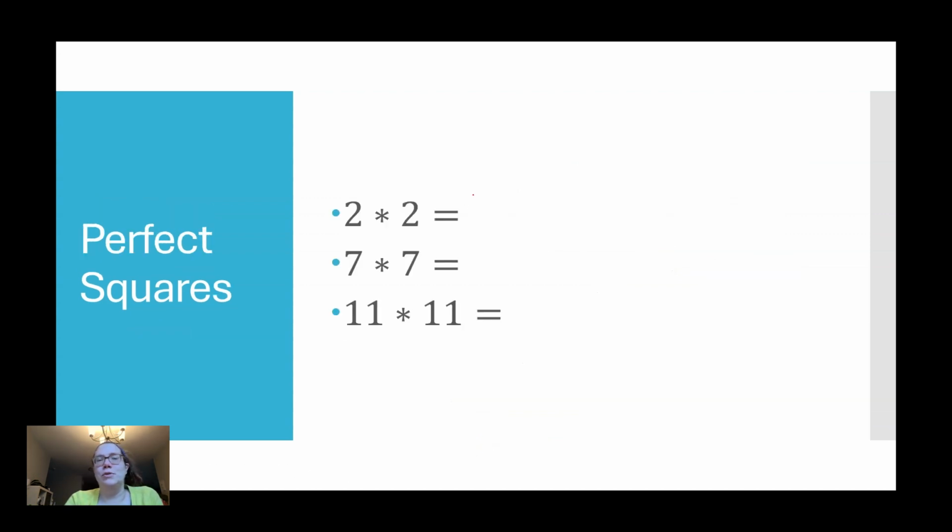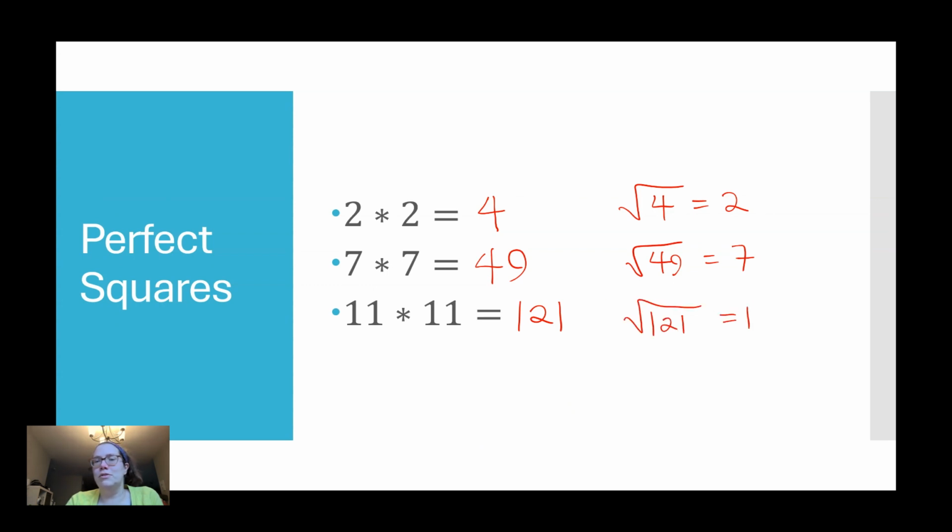So like 2 times 2 is 4. So 4 is a perfect square, right? The square root of 4 is 2. 7 times 7 is 49. So the square root of 49 is 7. 11 times 11 is 121. So the square root of 121 is 11, right? These are just inverse operations. It is really helpful to make sure you know your perfect squares, at least up to 10 times 10, but 12 times 12 is helpful too. Let's keep going and see some more.